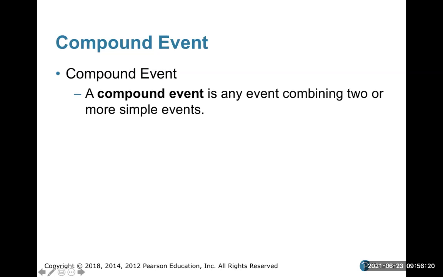Okay, compound events. A compound event is the event of combining two or more simple events, so when there are components to a simple event. For example, the event of two girls and a boy is a compound event because it could be girl, girl, boy, or girl, boy, girl, or boy and then two girls. So there is a combination of three events to be compound.